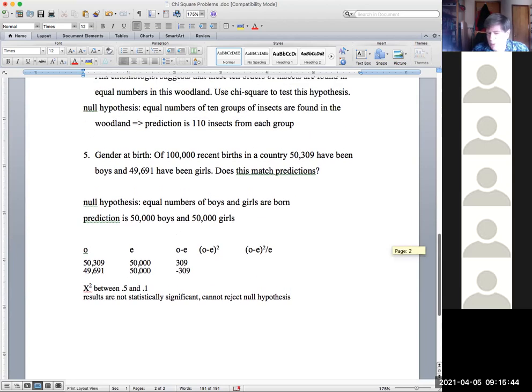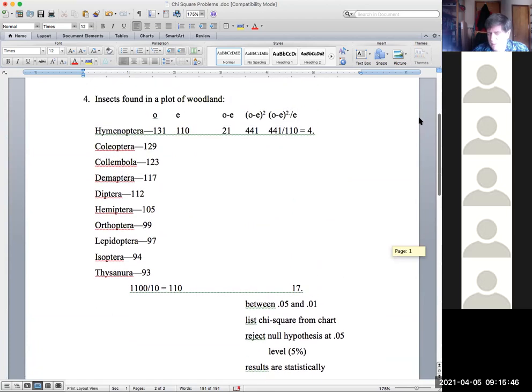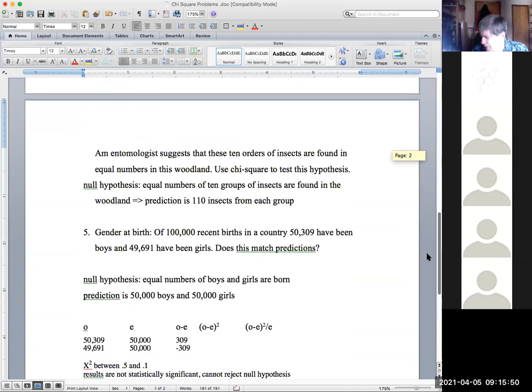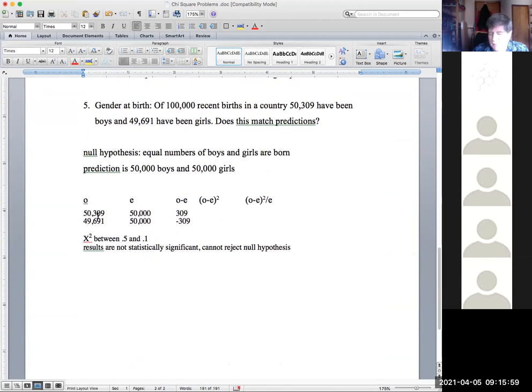Now, I didn't mention degrees of freedom. Notice that in the first problem, for 10 groups of insects, we have n-1, where n is the number of groups. So we have 10-1, we have 9 groups, 9 degrees of freedom. For gender at birth, since we're only talking about 2 possibilities, there's 2-1, there's 1 degree of freedom for which chart we use. I think everybody used the correct line in the chart as far as I could tell on their problems.